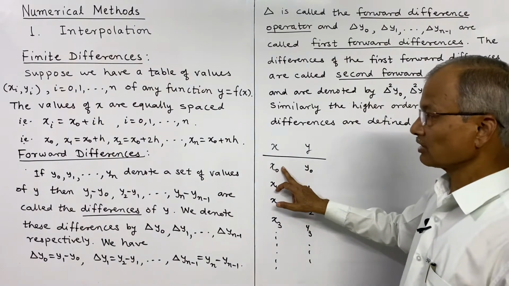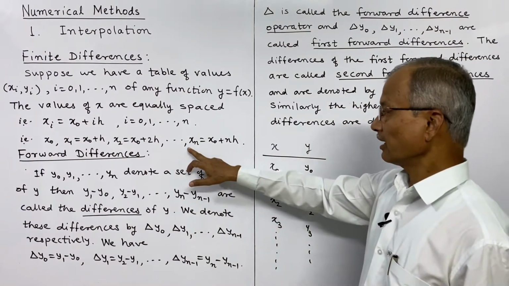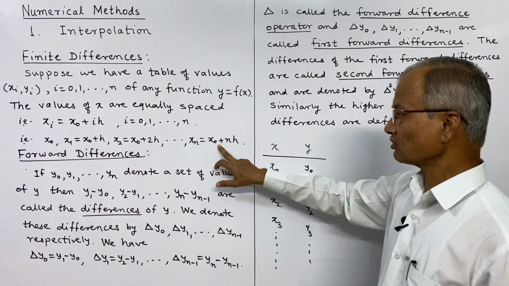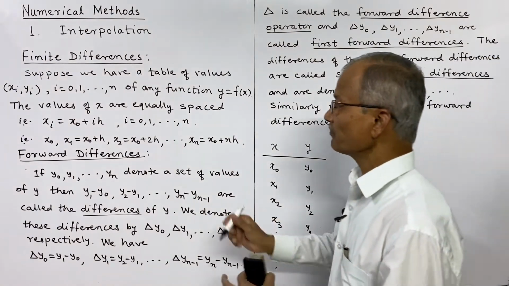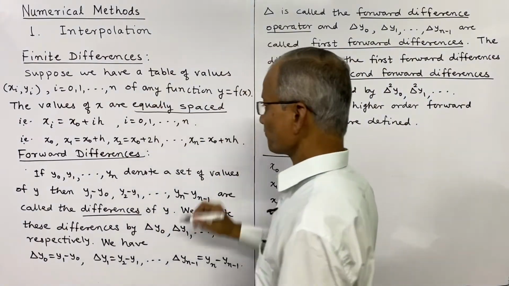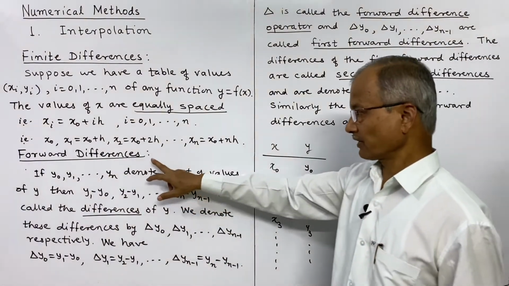x1 minus x0 is h. Similarly x2 minus x1 is h, and so on. And the last value will be xn equal to x0 plus n times h. Then these values are said to be equally spaced. Now we will consider the meaning of forward differences.